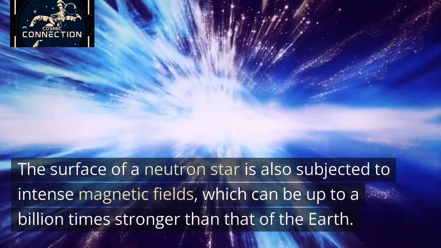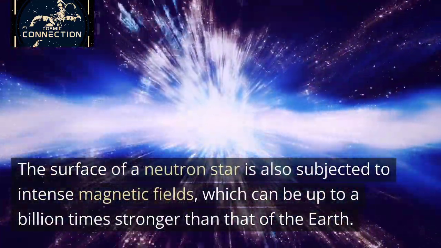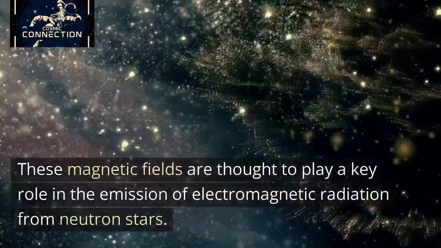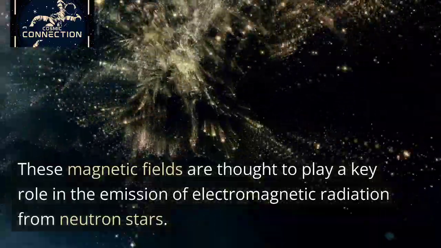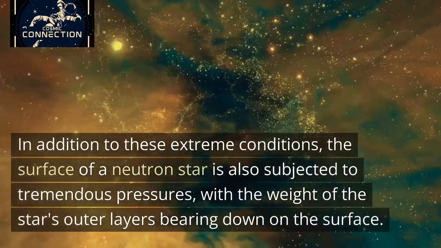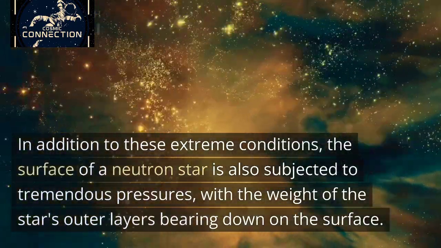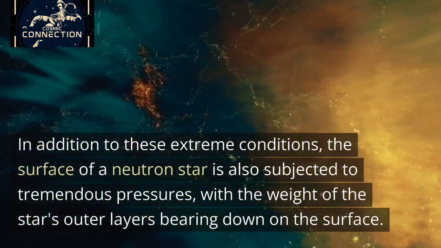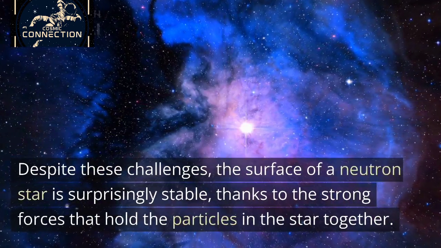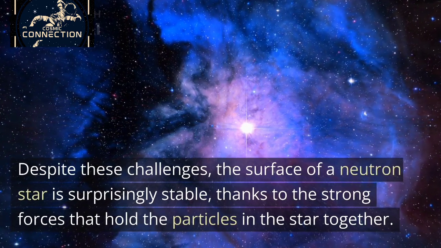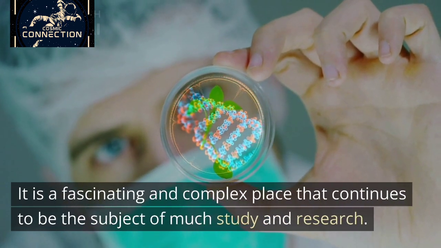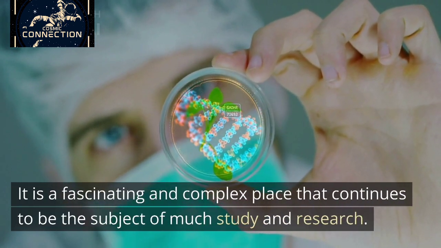The surface of a neutron star is also subjected to intense magnetic fields, which can be up to 1 billion times stronger than that of the Earth. These magnetic fields are thought to play a key role in the emission of electromagnetic radiation from neutron stars. In addition to these extreme conditions, the surface of a neutron star is also subjected to tremendous pressures, with the weight of the star's outer layers bearing down on the surface. Despite these challenges, the surface of a neutron star is surprisingly stable, thanks to the strong forces that hold the particles in the star together. It is a fascinating and complex place that continues to be the subject of much study and research.